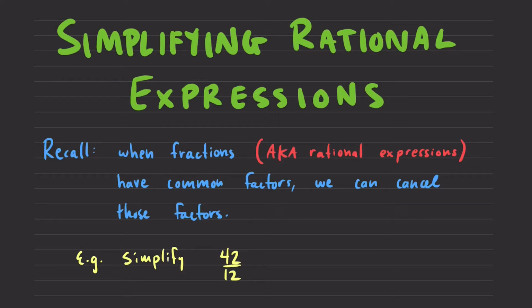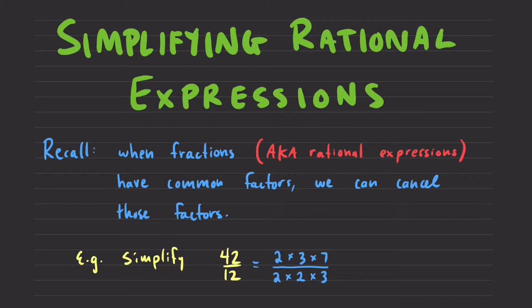In any case, let's try this example. If I was asked to simplify 42 divided by 12, what I'm going to do is factor both the numerator and the denominator. I know that 42 is equal to 6 times 7, which is 2 times 3 times 7. And 12 is 4 times 3, or 2 times 2 times 3. So I've completely factored the numerator and the denominator. We call that its prime factorization.